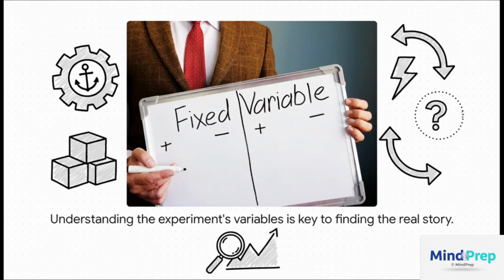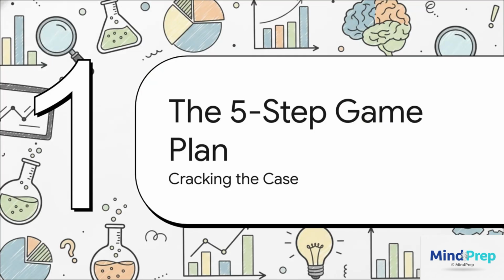So how do you tell the difference? Well, you have to understand the experiment's variables. See, scientists figure out relationships by changing one thing, that's the variable, while they keep everything else the same. If you can identify what's changing and what's not, you're on your way to cracking the case and finding the real story. All right, you've got your toolkit, you know the basic concepts. Now, you need a strategy, a reliable, step-by-step game plan you can use on any chart, any table, every single time. Let's break it down.